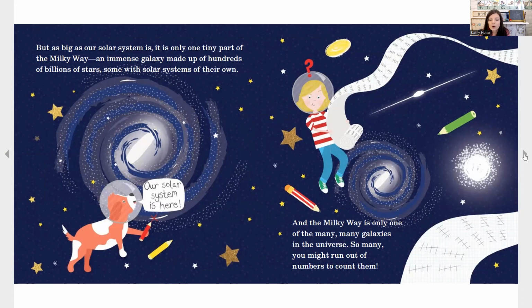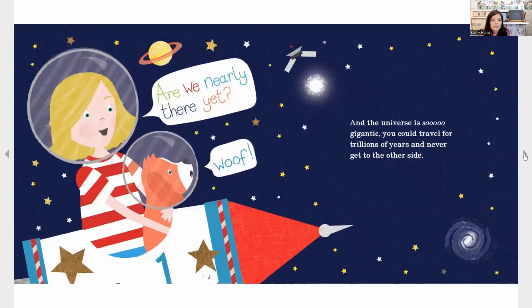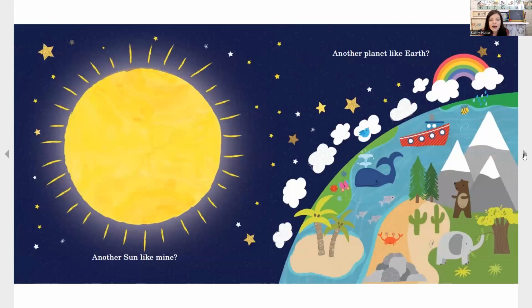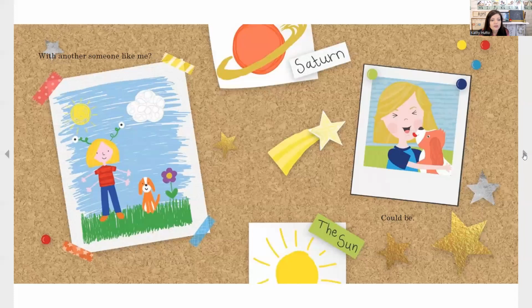And the Milky Way is the only one of the many, many galaxies in the universe. So many you might run out of numbers to count them. And the universe is so gigantic you could travel for trillions of years and never get to the other side. Sometimes I wonder, way out in space, is there another galaxy like mine? Another solar system like mine? Another sun like mine? Another planet like Earth? Would another someone like me? Could be.